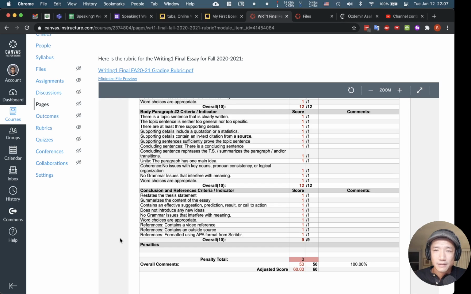But yeah, I'll go back to this later, but I don't want to see a paragraph that's just all quotations, like 3 or 4 quotations, and maybe like 1 sentence that's your own words. Okay, don't do that. And then the last thing is that you need to use that APA format from Scribbr.